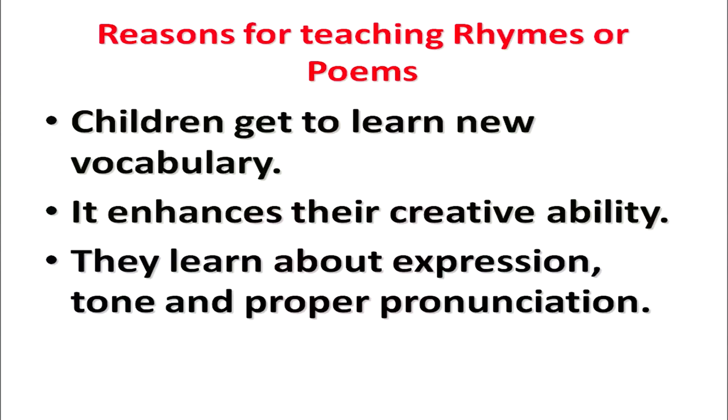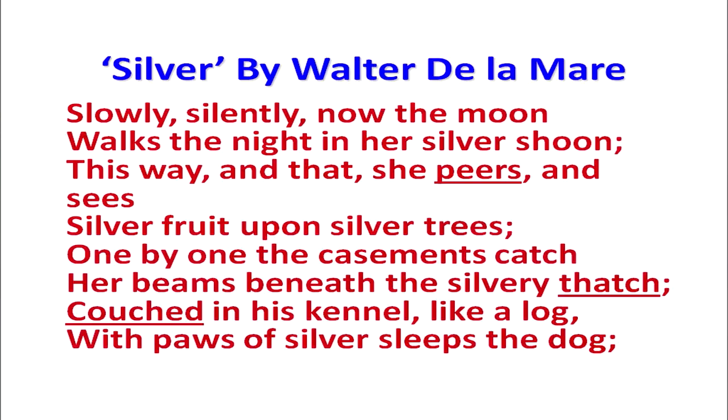When we recite a poem like that, we get to know a lot of things about poem. Children get to learn new vocabulary. The poem Silver is fit for classes 3 and above. So when we read this poem, we learn a few words which are not very familiar for the class 3 children. Suppose they ask you, what is peers? We are supposed to tell them. Peers means looking intently, observing.